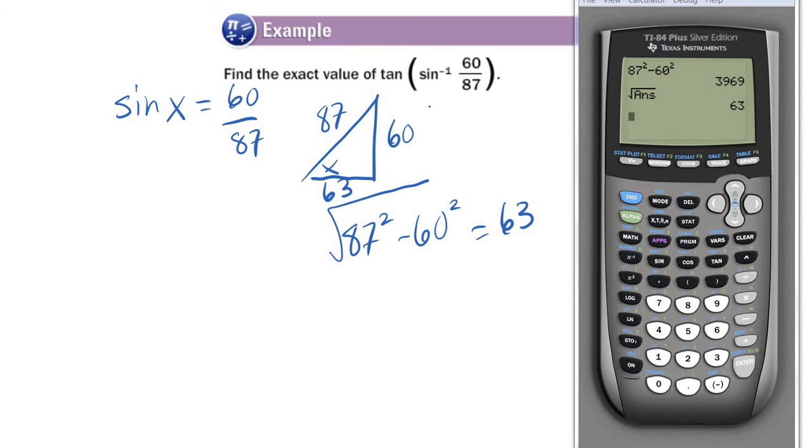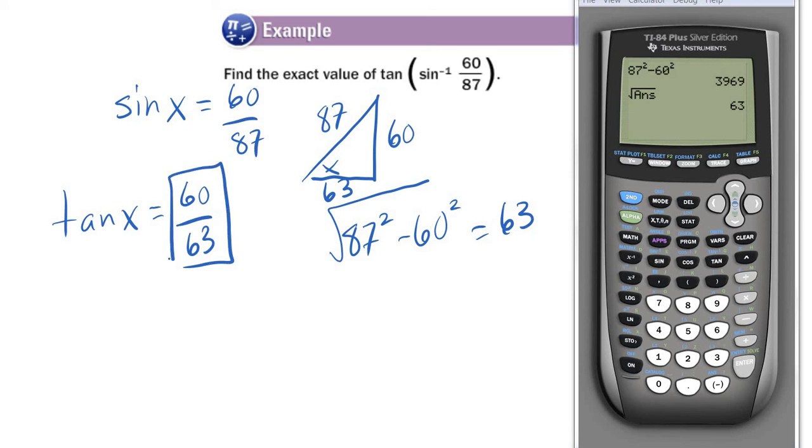Okay, so this right here, we've got a triangle now that represents it. So they're basically saying tangent of that. So they're just saying, hey, what's tangent of x? Well, go to my triangle. Tangent is opposite over adjacent. Again, I go back to SOHCAHTOA to remind me of that. And so it is 60 over 63.